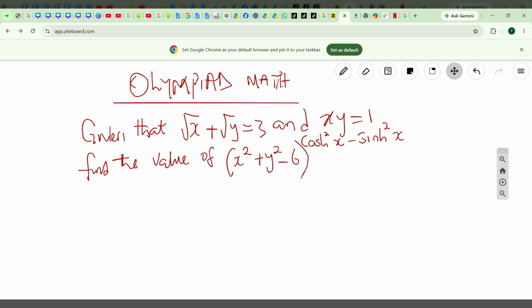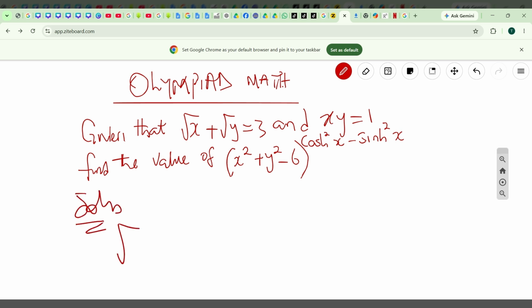This question is pretty simple and straightforward. To solve this, the first thing we need to do is find what x squared plus y squared is. To find it, we are going to follow a series of steps. Just follow me and we're going to see how to solve this.